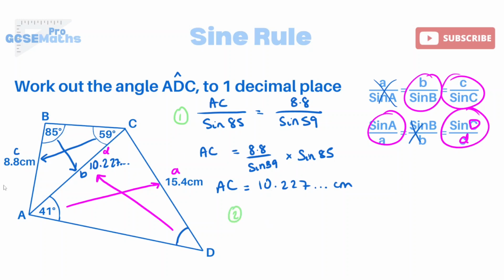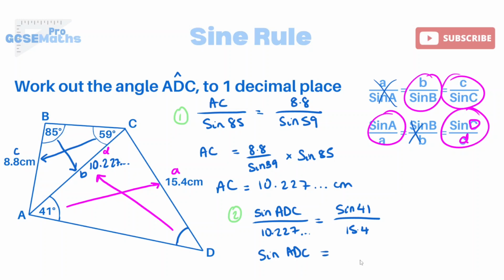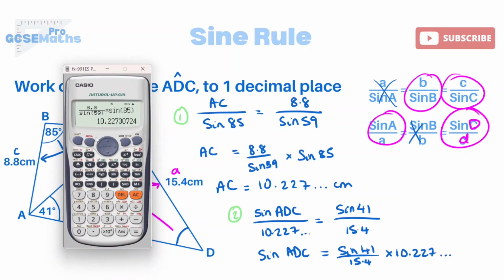Obviously now I'm looking for an angle, so I've got the angles at the top of my formula. So let's do sine ADC over, now I'm writing down 10.227. Obviously in my calculator, this is where I would use my answer button, to copy all of the decimal places. And then sine 41 over 15.4. We obviously have to times it across so that I can put it all into my calculator. And because we're trying to find an angle, just don't forget that this one, we're going to want to do sin inverse. So you can see I've still got my previous answer there.